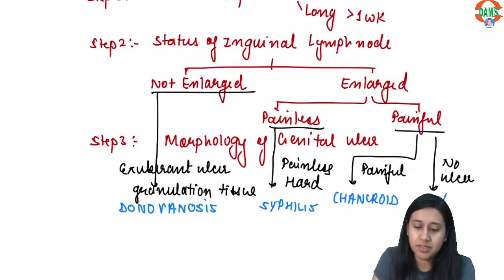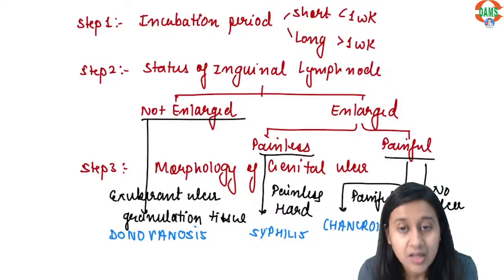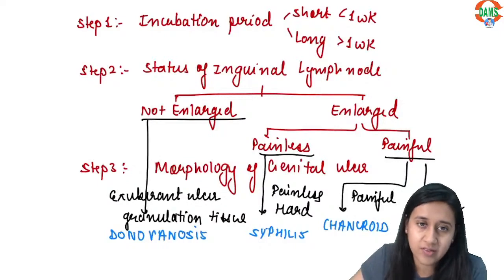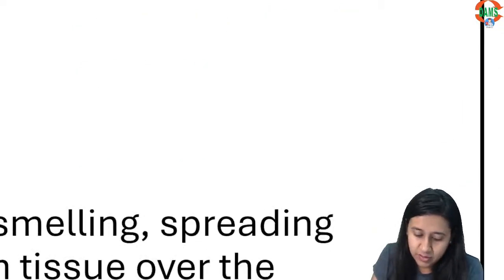So this is a very simple approach to solve the question. Look at these 3 points. First, the incubation period. Second is the status of lymph node. And the third is morphology of the ulcer. Now let's use this approach and try solving this question.